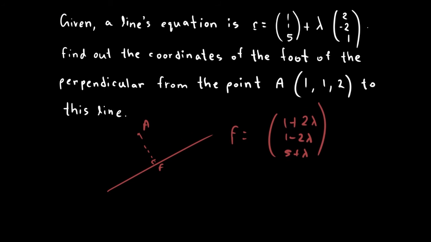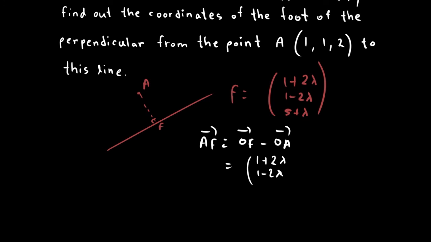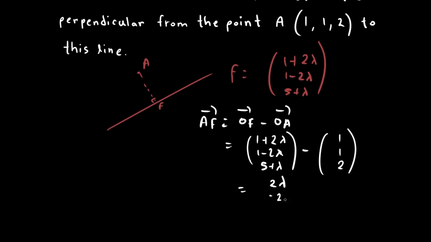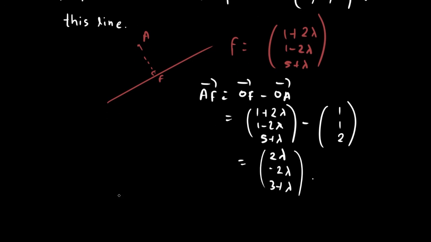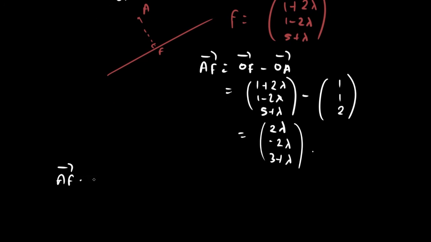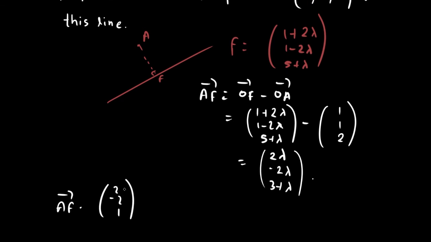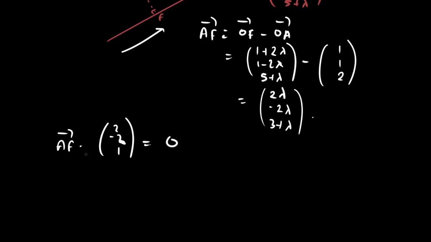Alright, let's calculate AF. AF is equals to OF minus OA. OF is the position vector of F, OA is the position vector of A. Let's calculate this, and we find out AF to be 2 lambda, minus 2 lambda, and 3 plus lambda. Alright, great. Now, let's calculate the dot product of AF and the direction vector 2, minus 2, 1, which will give us 0, because they're perpendicular, right? So let's calculate this.